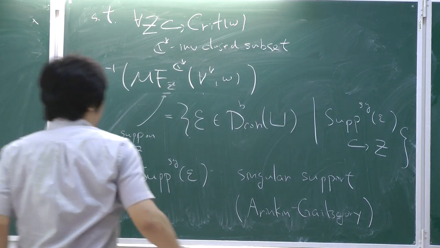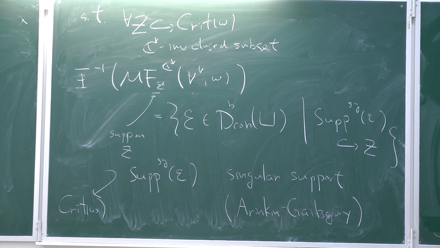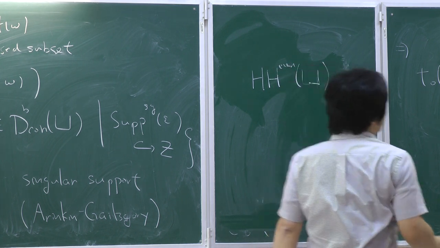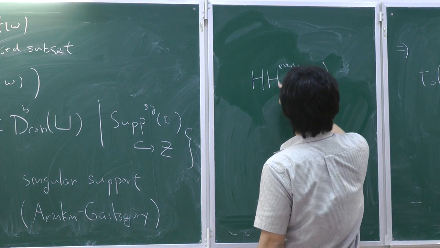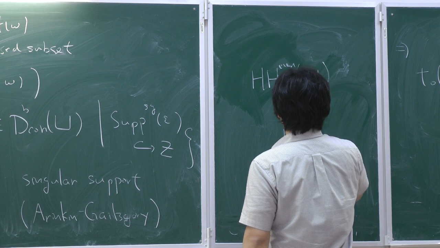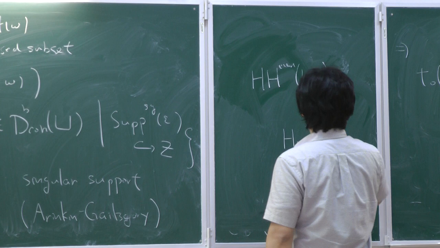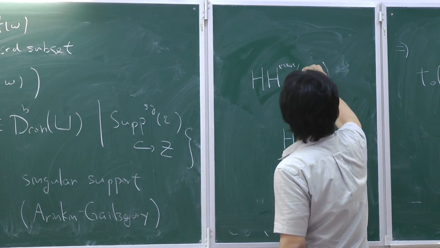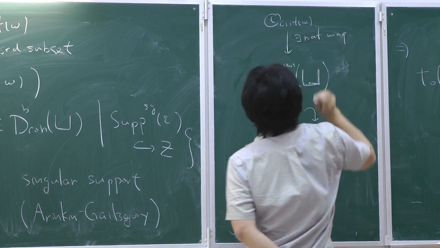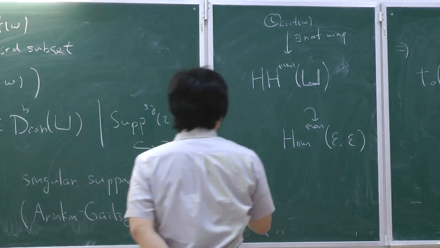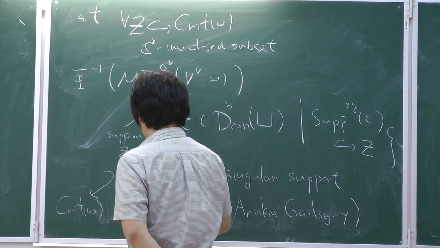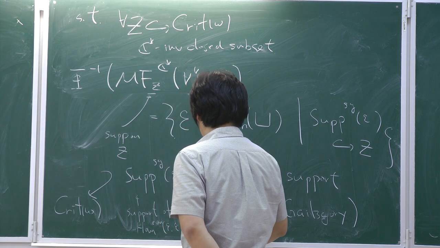Roughly speaking, this is defined in terms of a certain action of the Hochschild cohomology of U. If you consider the even part of the Hochschild cohomology of the structure sheaf of this derived scheme, Hochschild cohomology is something like a natural transformation of identity to identity of shift something. So it naturally acts on the Hom of even E, E. And also from the computation of this Hochschild cohomology, there is a natural map. So the singular support is the support of Hom even (E,E) as an O-module.